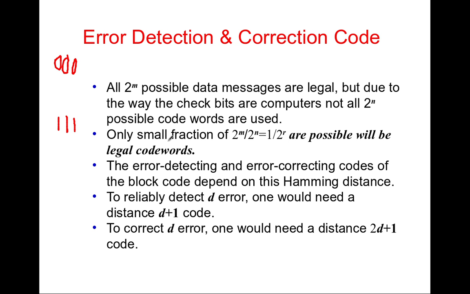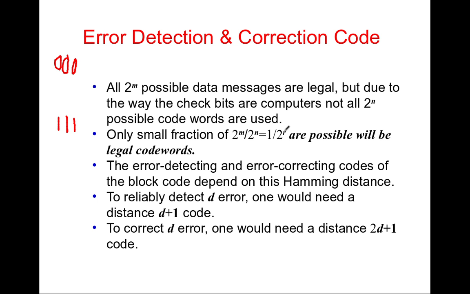Now mathematically, the number of valid code words can be calculated as 2 raised to m upon 2 raised to n. Here n is equal to m plus r, and that's why 1 upon 2 raised to r is the fraction of possible legal code words.